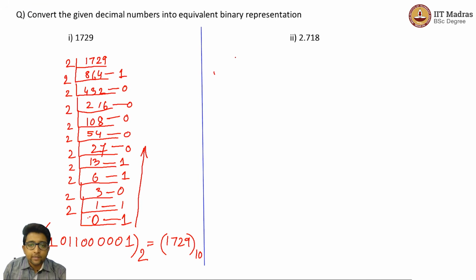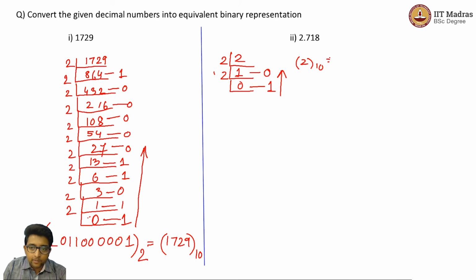So the integral part is easy, right? We did that previously. What we will do is we will simply take 2, we will divide it by 2 and we will see that 1 is the quotient and 0 remainder. We again divide it by 2, we get 0 as the quotient and obviously 1 is the remainder, and we will move in this order since we have obtained 0 quotient. So the equivalent of 2 in decimal is equal to 10 in binary. So that is done.